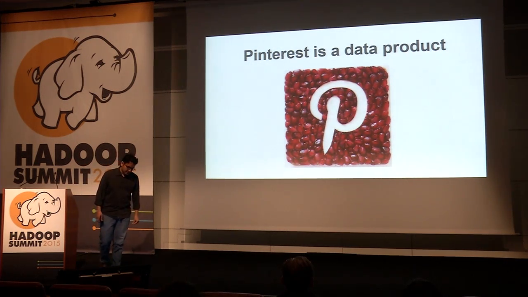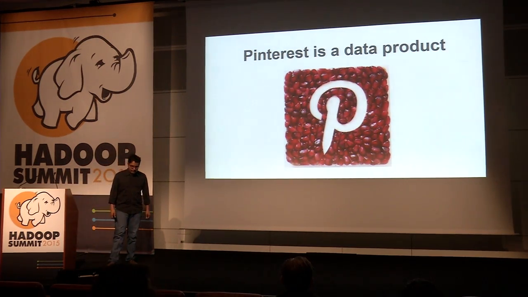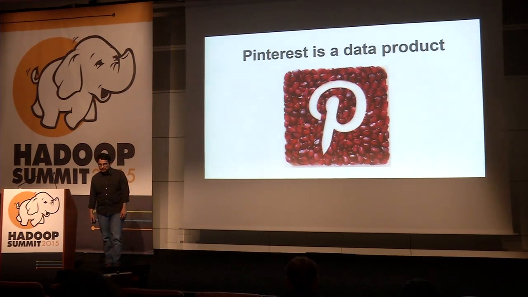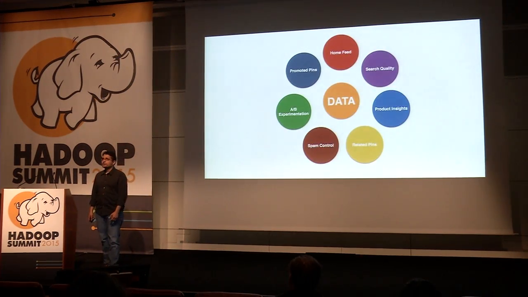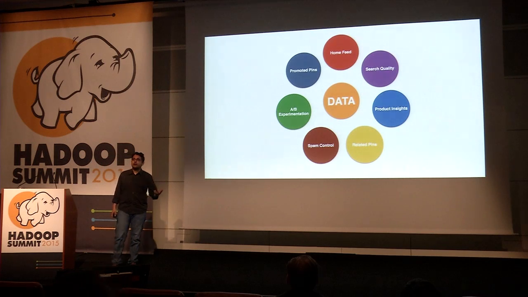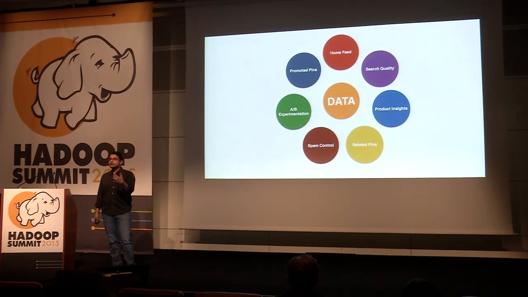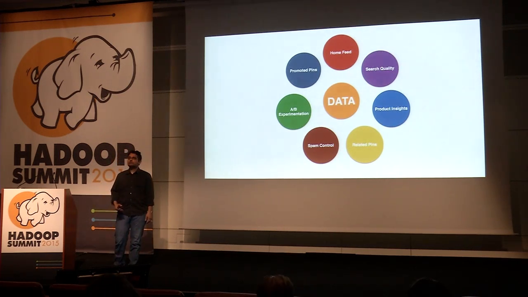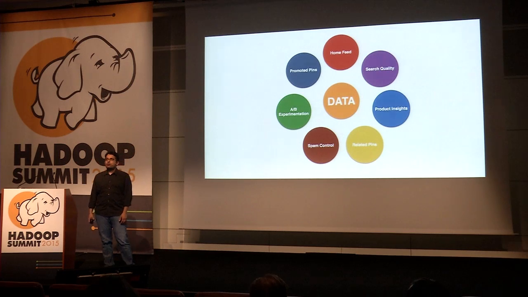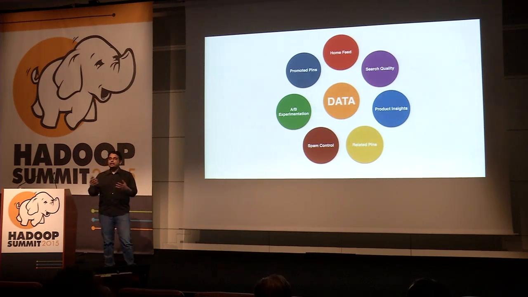Coming back to what Pinterest is. As I told you, Pinterest is a data product. What does that mean? It means that we use data for pretty much everything. The feed you see when you log into the site is what we call a smart feed. It is a feed that we construct based on what interests you have followed in the past, what pins you have pinned, and what things you have seen on Pinterest. So it's basically generated half offline, half online.